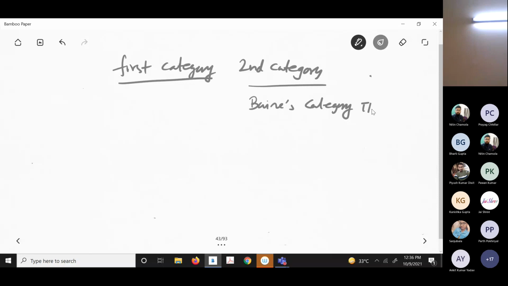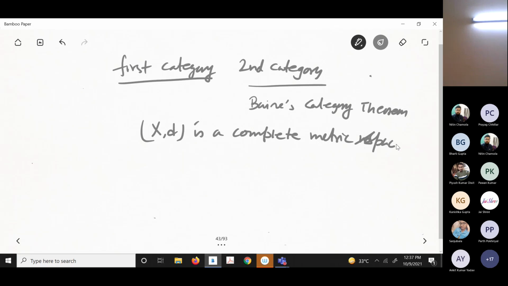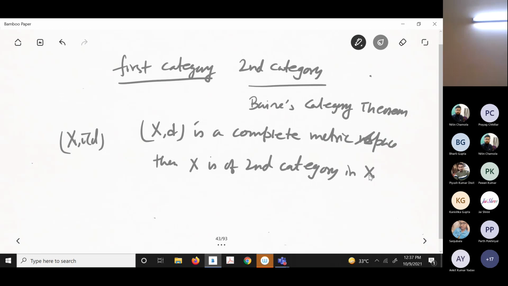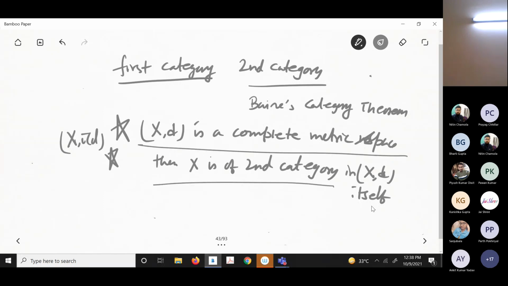Actually, the Baire category theorem says something more, but one corollary is that if (X, d) is a complete metric space, then of course you are having the topological space (X, tau). Then X is of second category in X itself. This is a big theorem. If I had a theorem like this, I wouldn't have had to work my whole life. I would have been remembered for centuries. Okay, this is a big theorem. If (X, d) is a complete metric space, then X is of second category in itself.